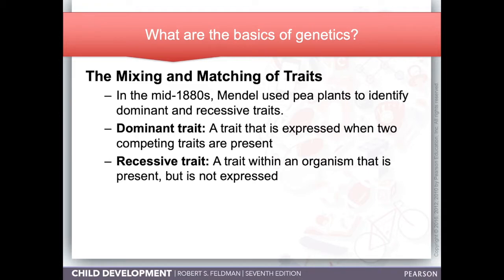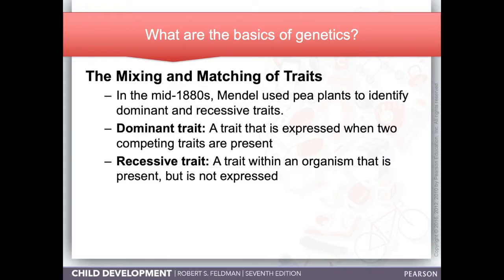The basics of genetics, the mixing and matching of traits. In the mid-1800s, Mendel used pea plants to identify dominant and recessive traits. A dominant trait is the one that is expressed when two competing traits are present, and a recessive trait is a trait that is present in an organism but is not expressed. The most classic example of a dominant and recessive trait is eye color. It's the classic go-to when you're trying to describe the difference between the two.